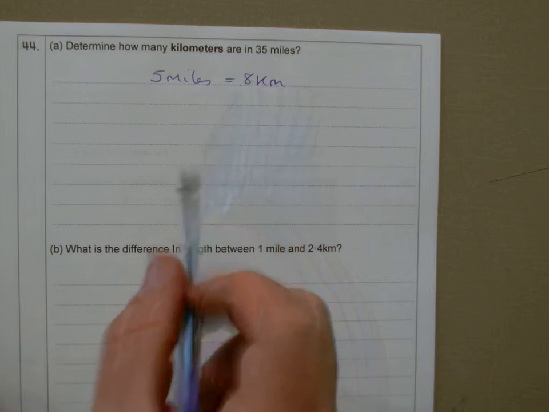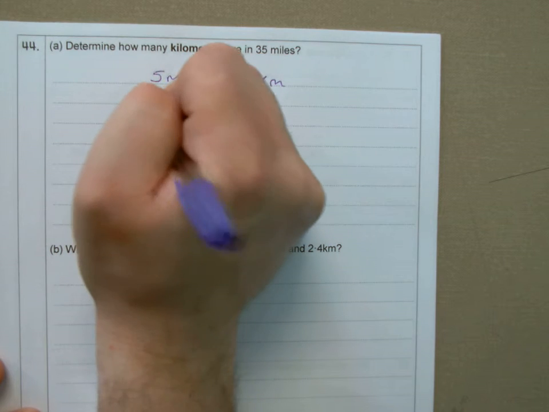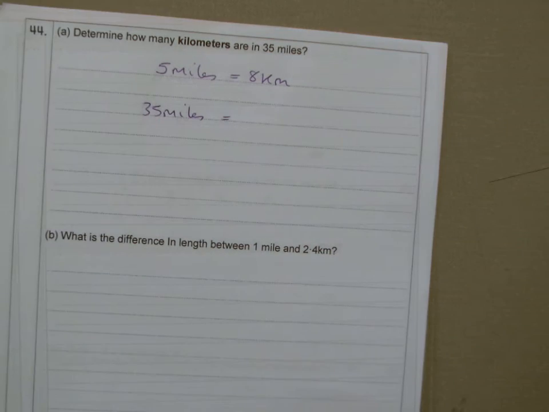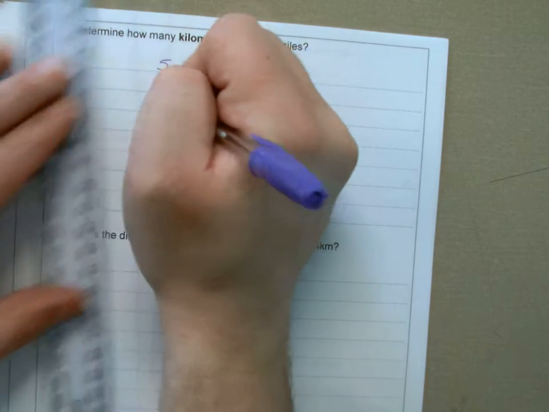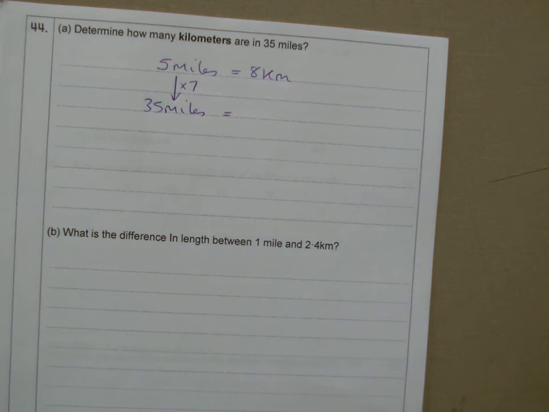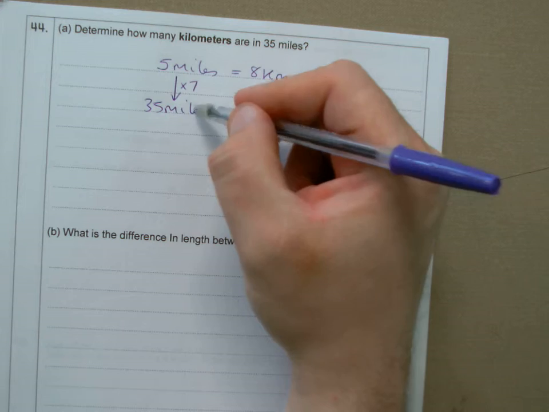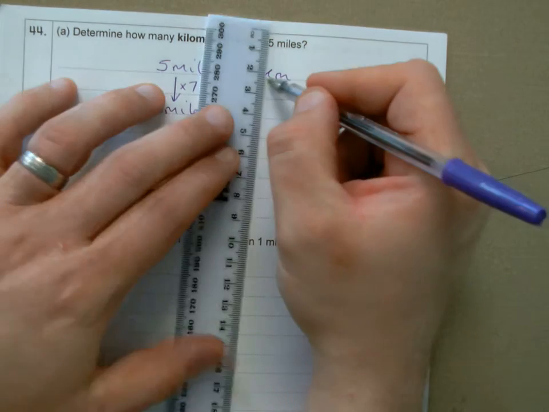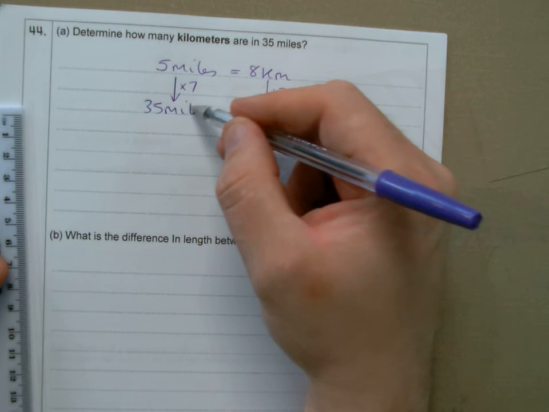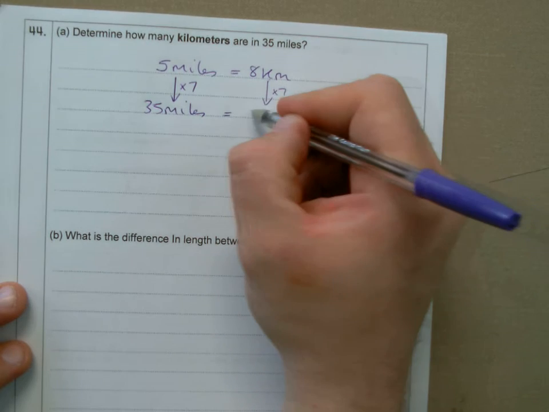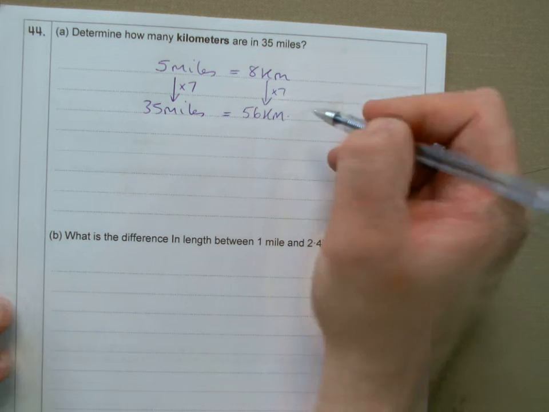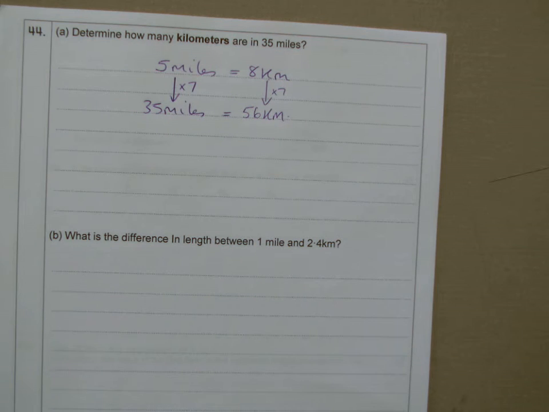Now, we need 35 miles, so we need to change 5 miles to 35. Now, think about what we do to 5 to get to 35. Well, 5 goes into 35 7 times, so we're going to times it by 7. So if I'm scaling this up by timesing it by 7, I need to also scale this up by timesing that by 7, because I'm making the miles 7 times bigger. I need to make the kilometers 7 times bigger. So we get 56 kilometers as our answer. 8 times 7 is 56.